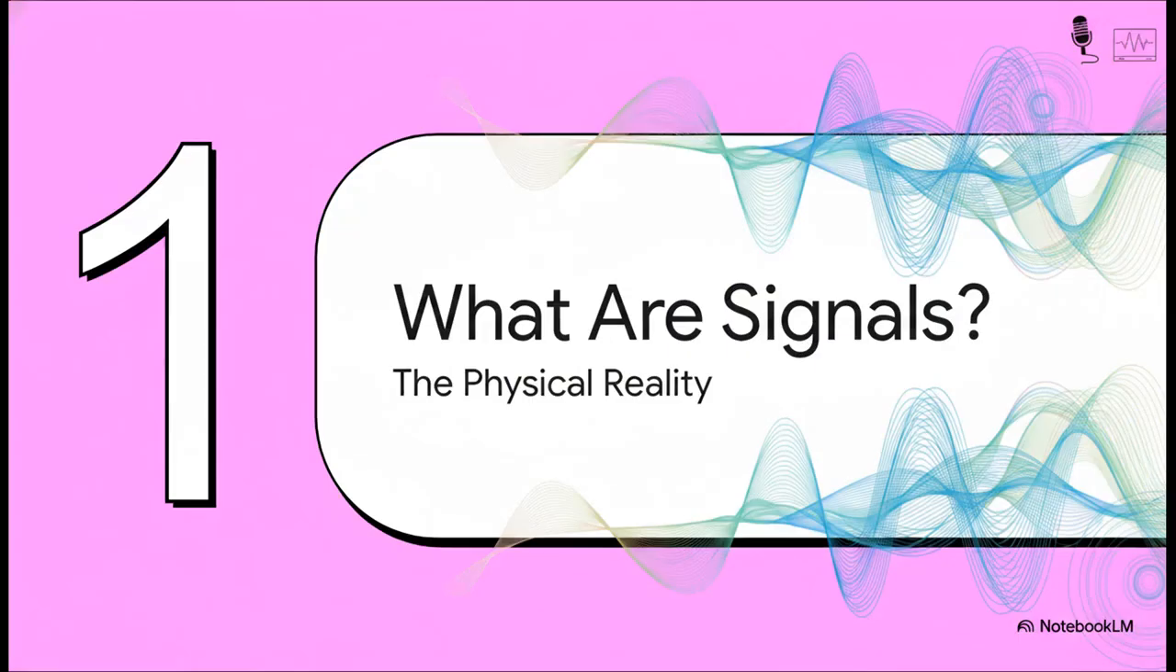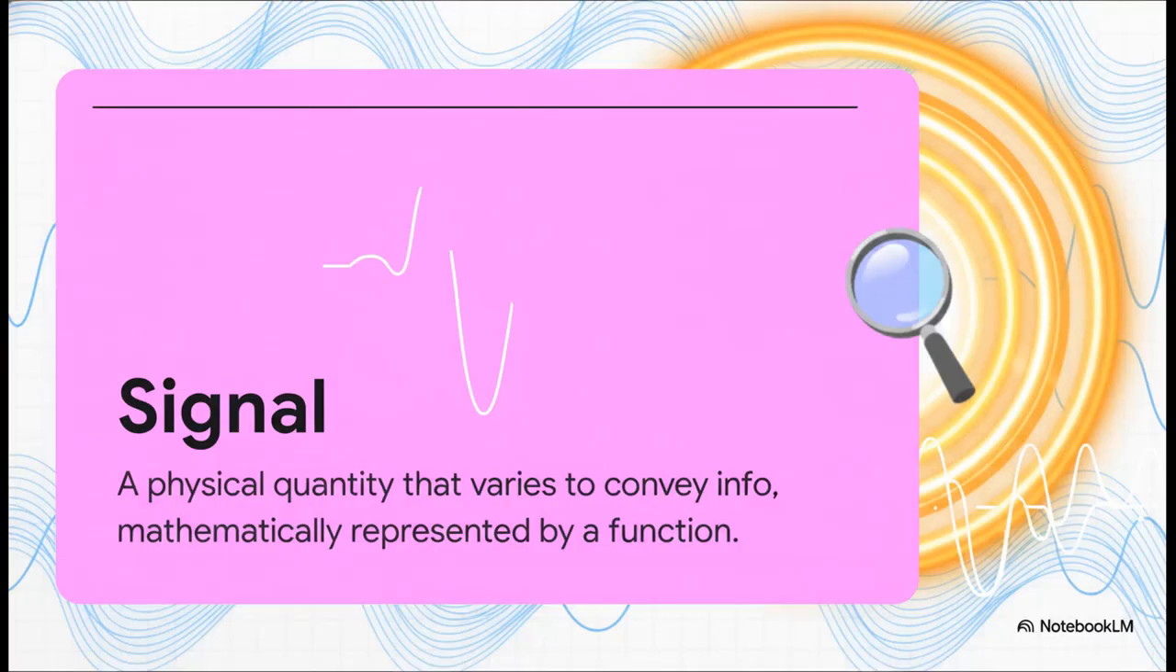What are signals? The physical reality. The absolutely crucial point to grasp right away is that a signal isn't just some abstract math equation. It's an actual physical variation, like acoustic pressure in the air or the changing brightness of light, that carries real, meaningful information. It's the pattern of that physical variation that actually matters, and to work with it, we represent that pattern mathematically as a function.